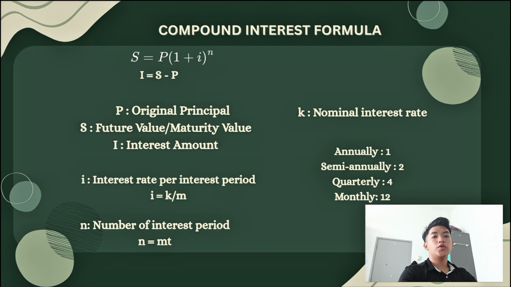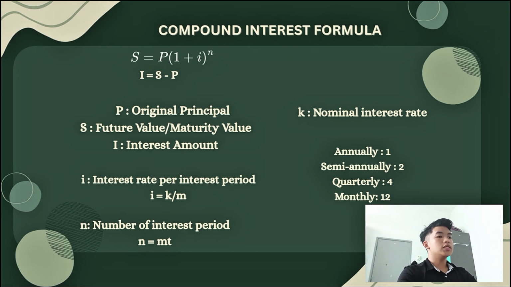Now, I will show you the compound interest formula. So, compound interest has two formulas. First, S equals P open bracket 1 plus i close bracket power by n. Second, I equals S minus P.